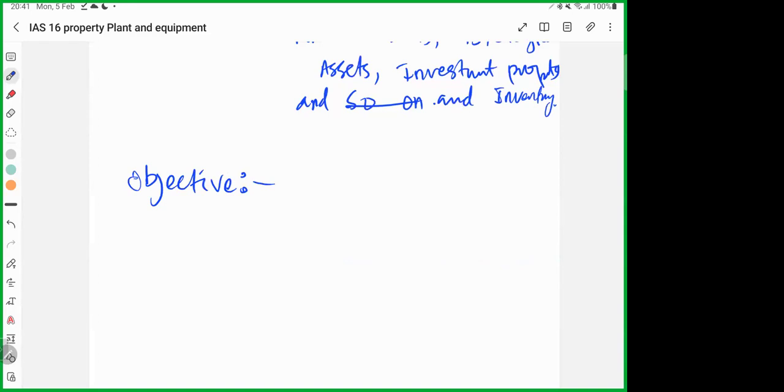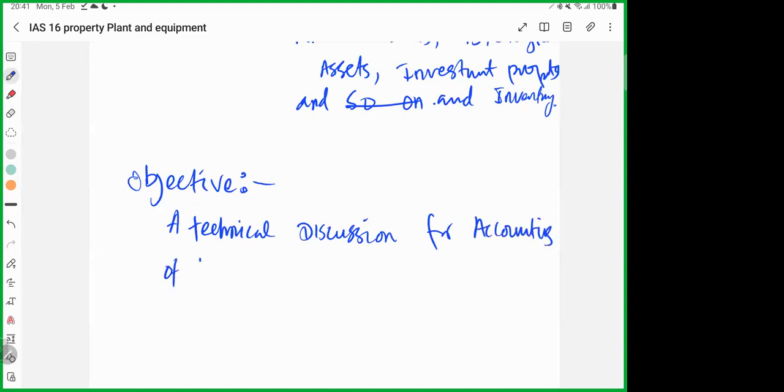Now, objective. What could be the objective of IAS 16 or property, plant and equipment? In order to provide a discussion of the required accounting treatment for property, plant and equipment. A technical discussion for accounting of PPE. That is the objective of IAS 16.